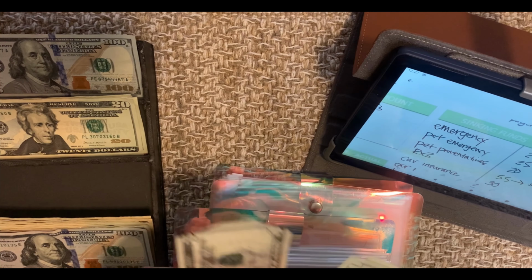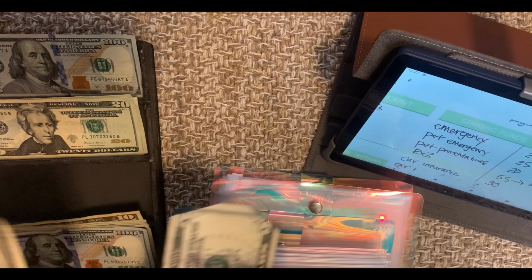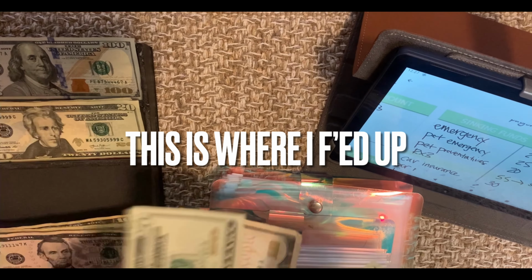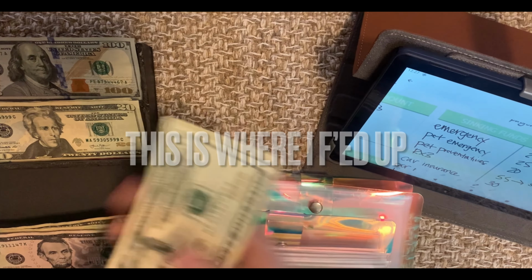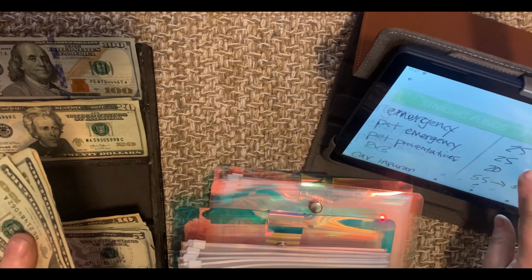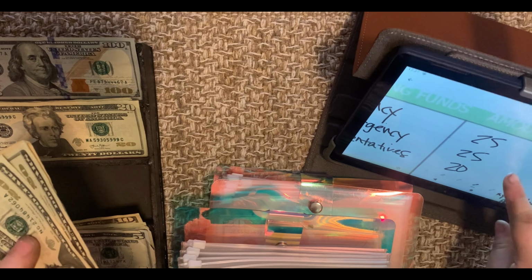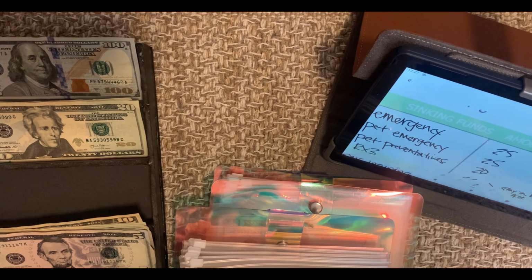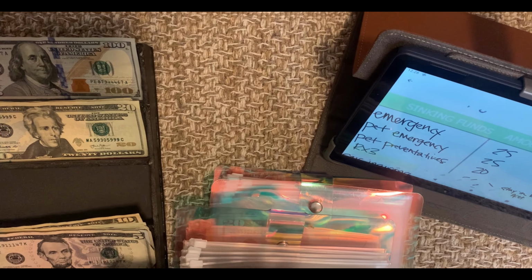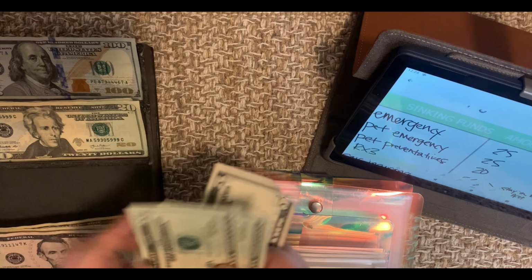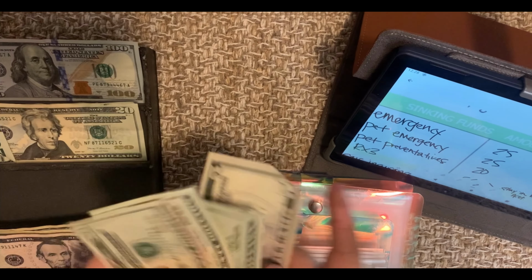So 5 and 5 is 10. So it's going to get 20. So pet emergency now has 20, 40, 60, 70. Pet preventives is getting $20. So 20, 40, 65.